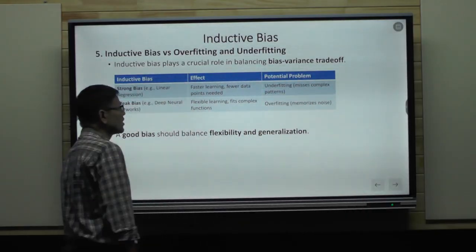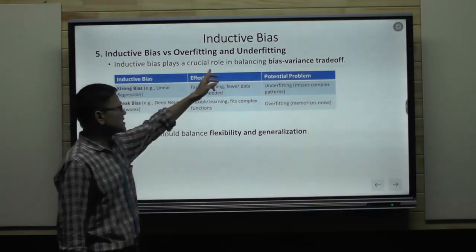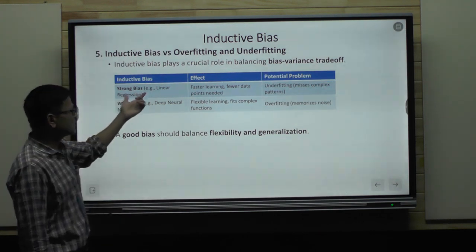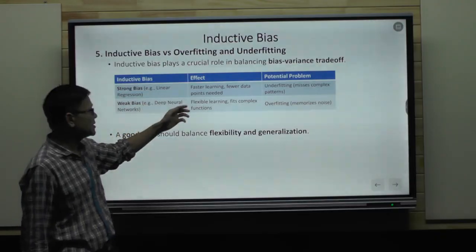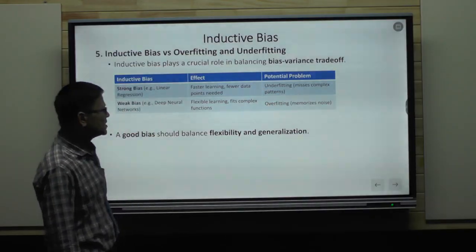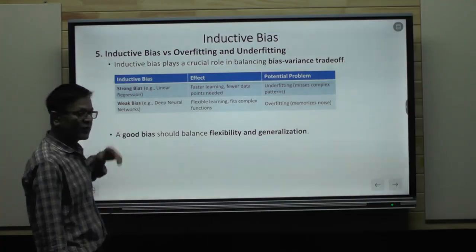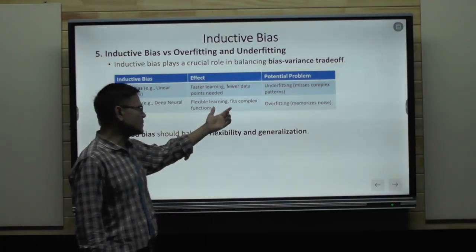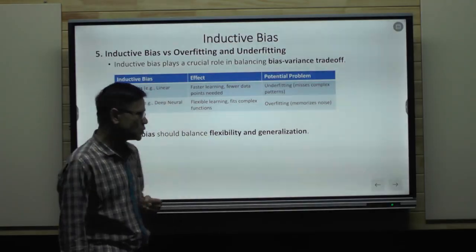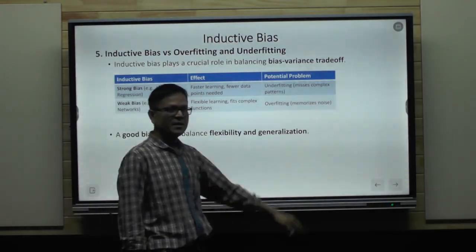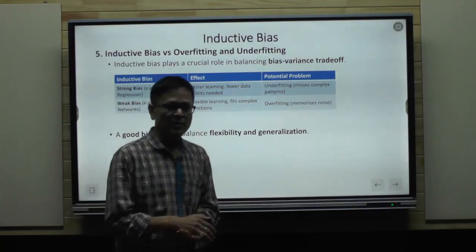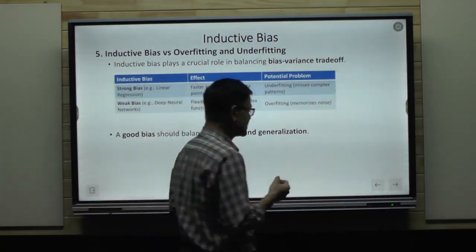Inductive bias versus overfitting and underfitting. Inductive bias plays a crucial role in balancing the bias-variance trade-off. With a strong bias, for example in linear regression, learning is faster and fewer data points are needed, but the potential problem is underfitting; it may miss complex patterns. If we go for a weak bias like deep neural networks, the flexible learning fits complex functions, but it can overfit, memorizing the noise also. A good bias should balance flexibility and generalization. It is up to the person applying it how the balance is maintained, so the bias-variance trade-off has to be considered.